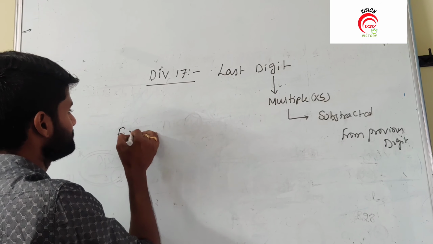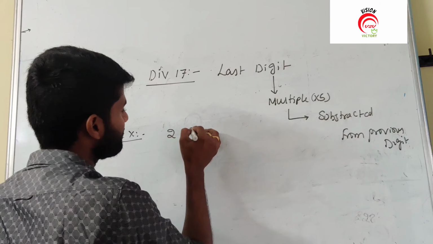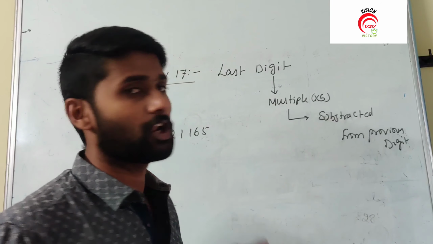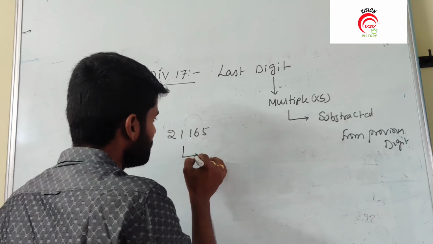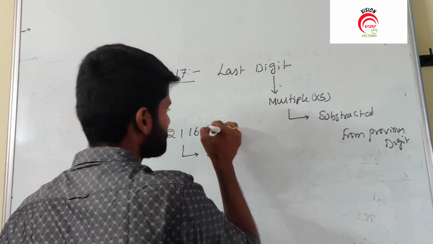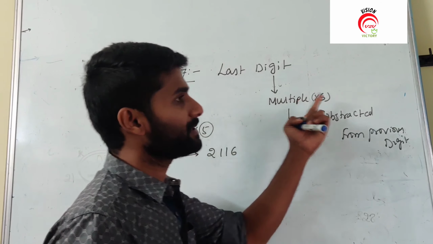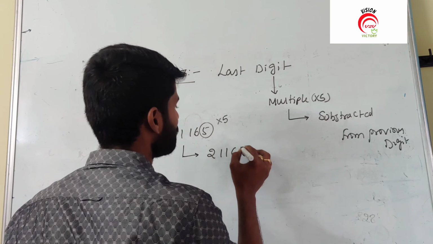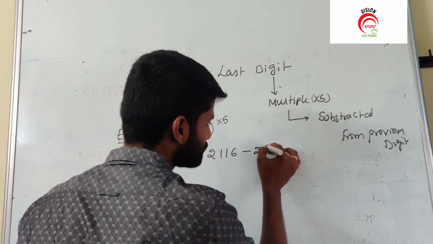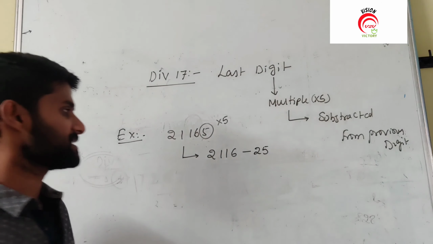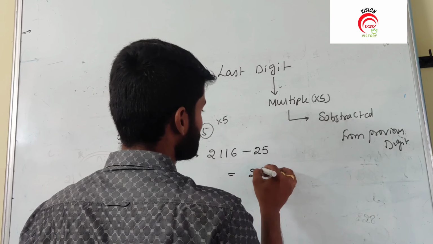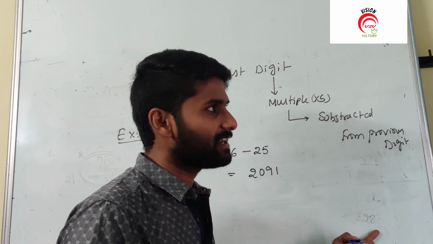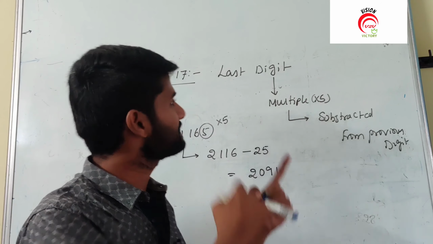Okay, see the example. They gave 21,165. Check whether this number is divisible by 17 or not. See, separate the last digit: 2116. What is the last digit here? 5, and that number is multiplied by 5. 5 fives are 25. So 2116 minus 25. After subtraction of 25, we get a resultant of 2091. Again, if you get a resultant, until then you can apply the same theory.